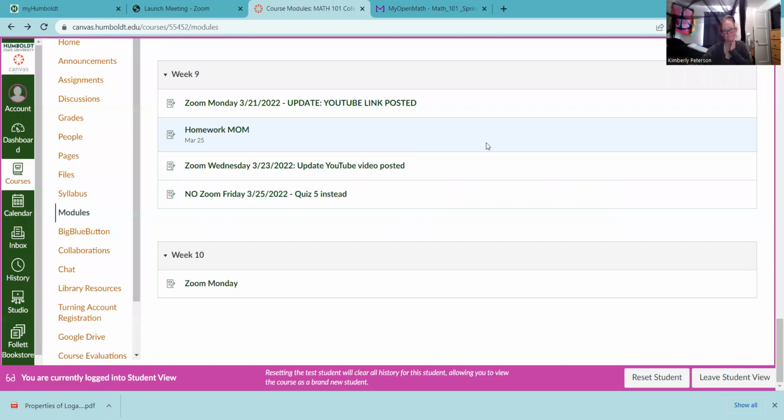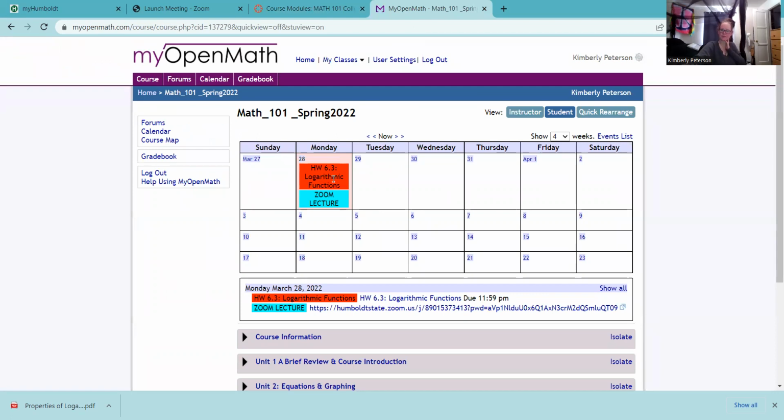Also, don't forget that your My Open Math homework is due, section 6.3, this evening. So I did postpone that. It was originally due Friday, but I thought I'd give you over the weekend to continue working on that as we haven't covered the properties yet.